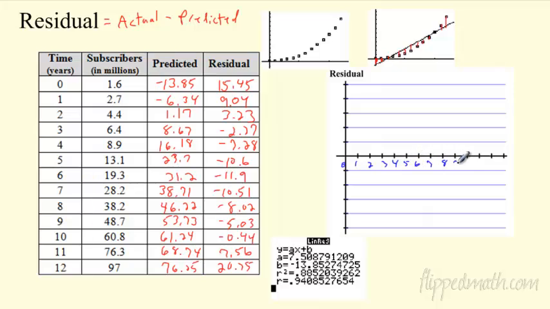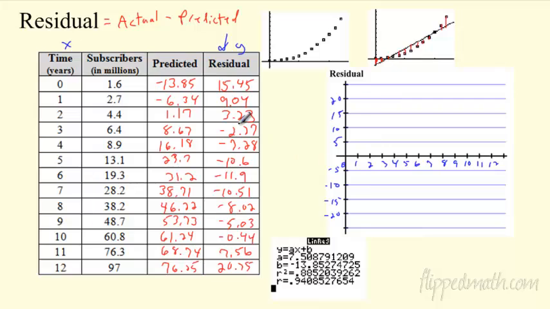So x stays the same, but now instead of plotting how many subscribers I have, I'm going to plot the residual. So this is my x. The y in this graph was my subscribers. Now my y here is the residual, the distance the data point is off. So check it out. My biggest residual right here is 20. So maybe I can fit 5, 10, 15, 20, something like this. And then this will be negative 5, negative 10, negative 15, negative 20.